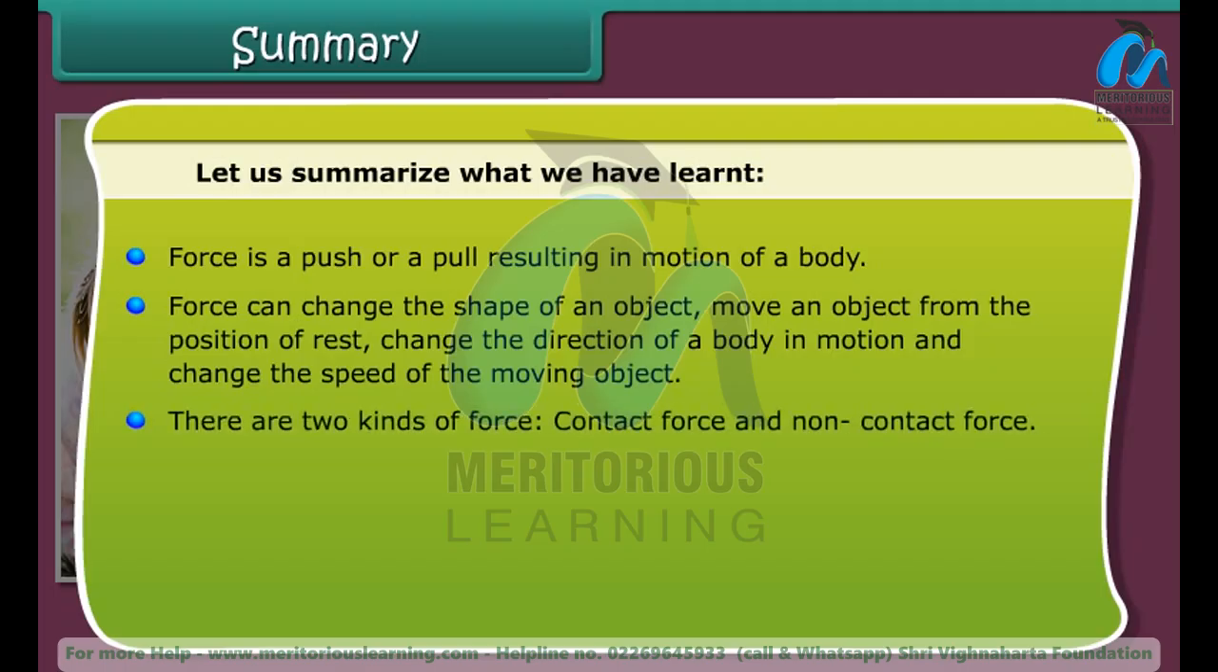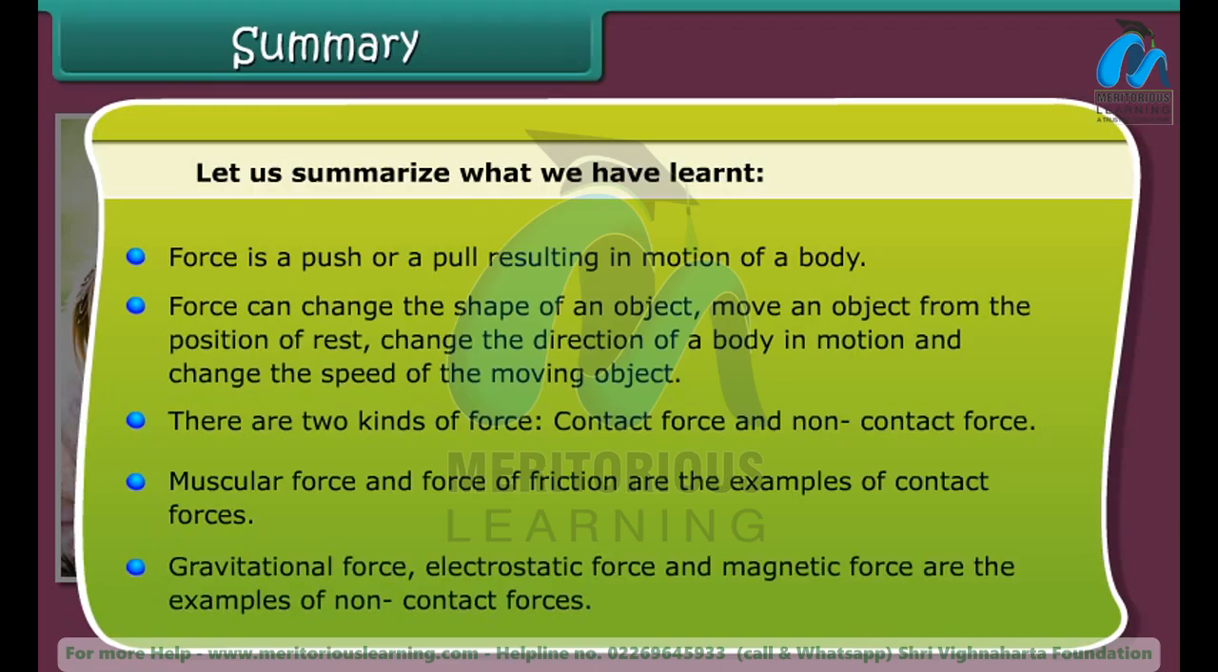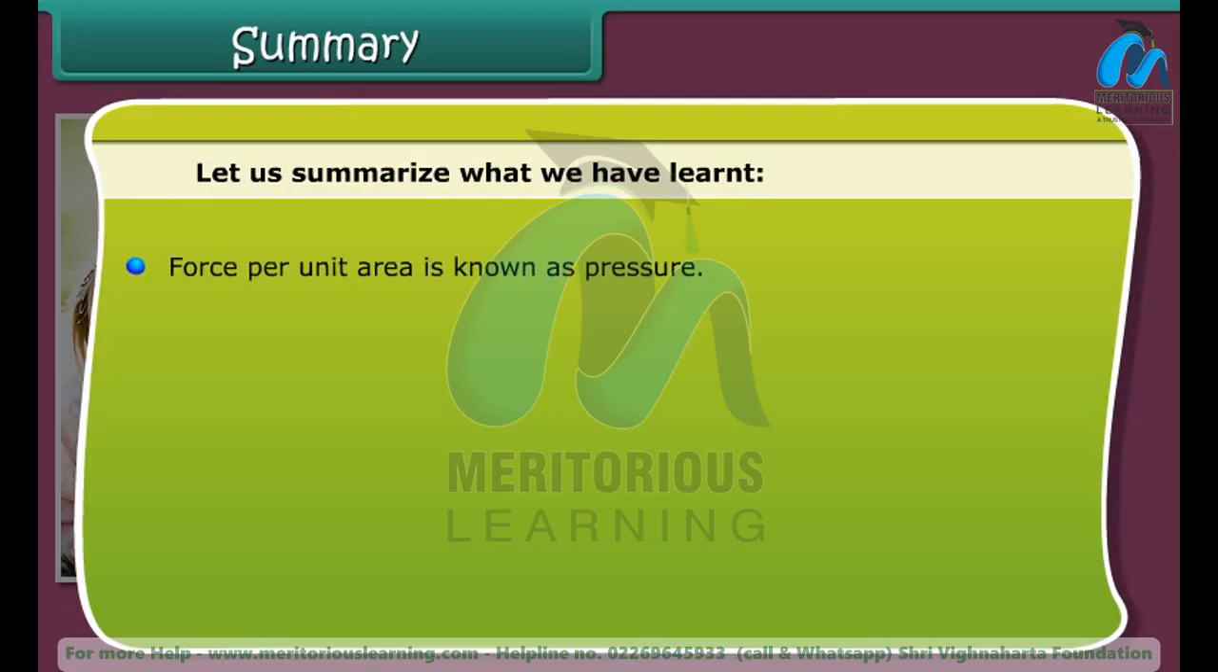There are two kinds of force: contact force and non-contact force. Muscular force and force of friction are examples of contact forces. Gravitational force, electrostatic force, and magnetic force are examples of non-contact forces. Force per unit area is known as pressure.